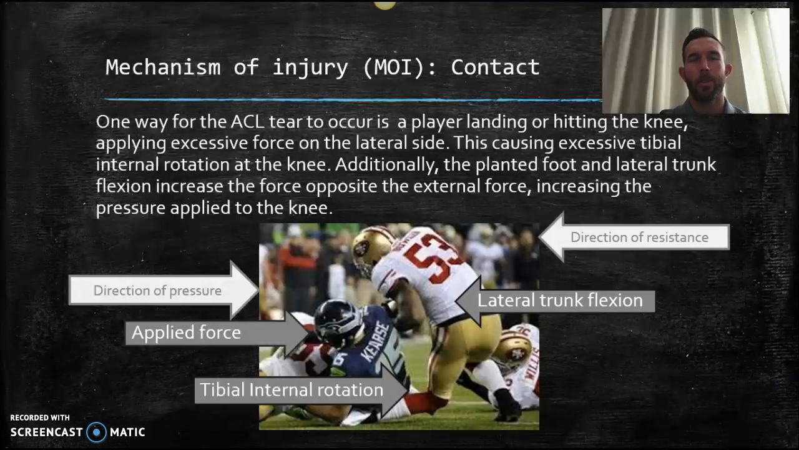The first mechanism of injury is with an external stimuli or an outside source. In this case, we have a player falling into the leg of the injured athlete. You see the lateral trunk flexion, the internal tibial rotation, the applied force, the planted foot, and his direction of resistance.